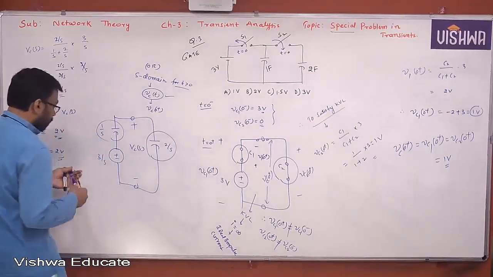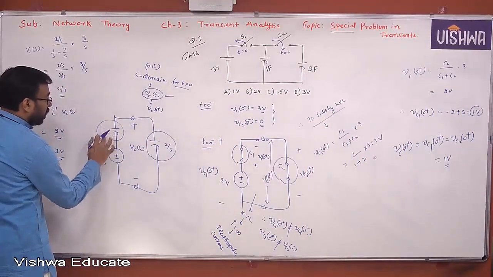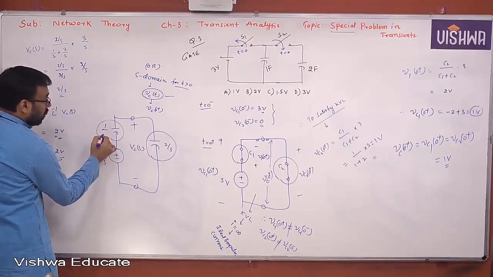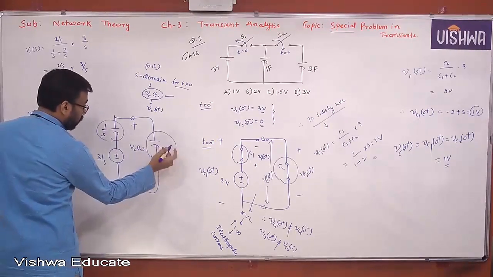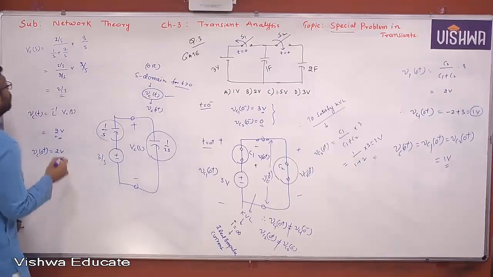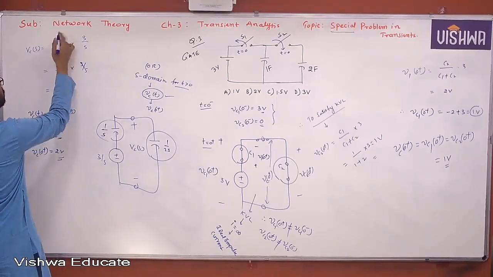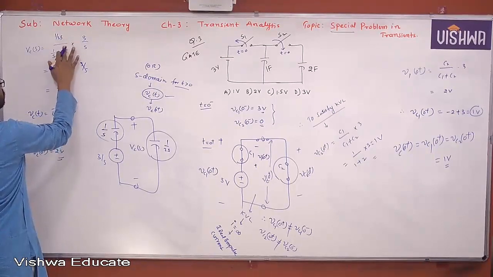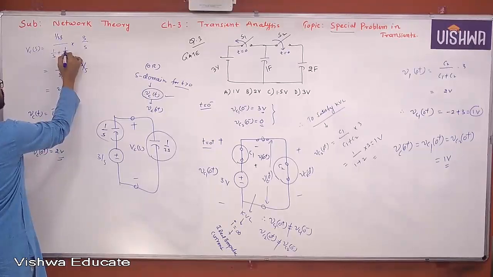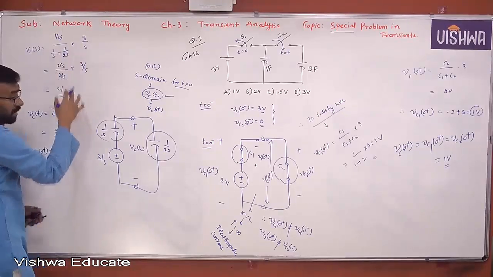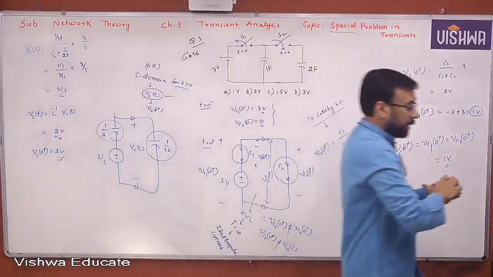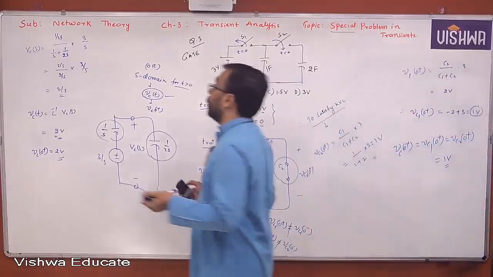Actually here the calculation mistake has taken place. What was that actually? 1 by S, 1 by 2S. Yes or no? 1 by 2S. Right. So here 1 by 2S. This is what we are supposed to do. I just made a small calculus mistake. Please correct it, all of you.